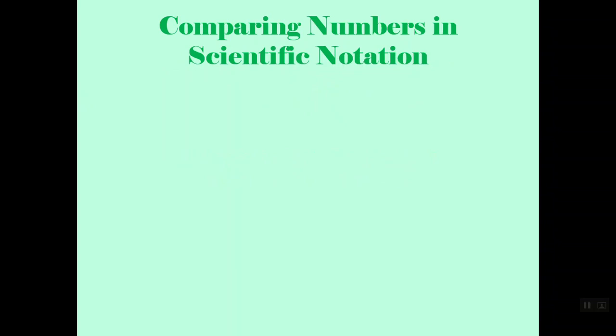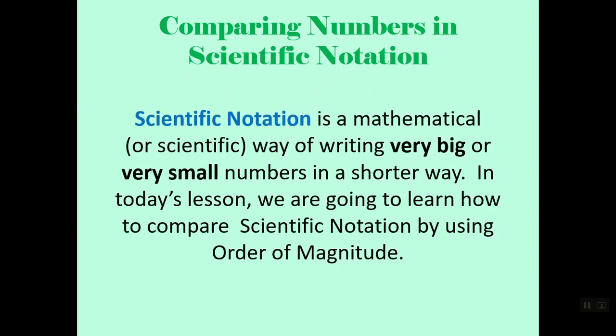So we're going to be talking about comparing numbers in scientific notation. In yesterday's lesson, we learned that scientific notation is a mathematical or a scientific way of comparing either very big or very small numbers in a shorter way. And in today's lesson, we're going to learn how to compare scientific notation by using order of magnitude.